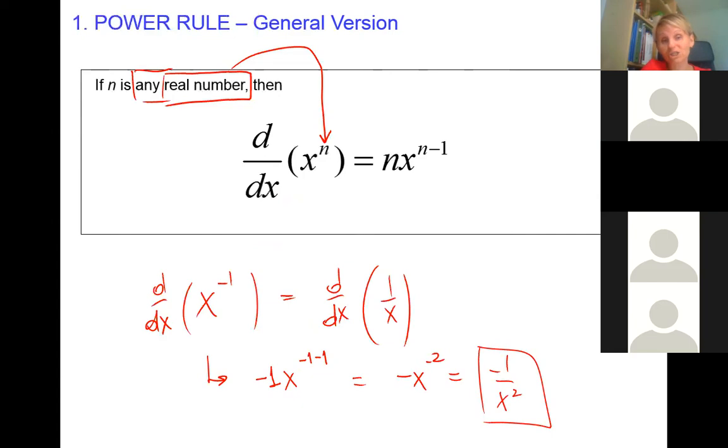Okay? That's it. Please remember the power rule. We can apply it for any exponent and any real number. Okay, that's an important formula. We're going to use it a lot.